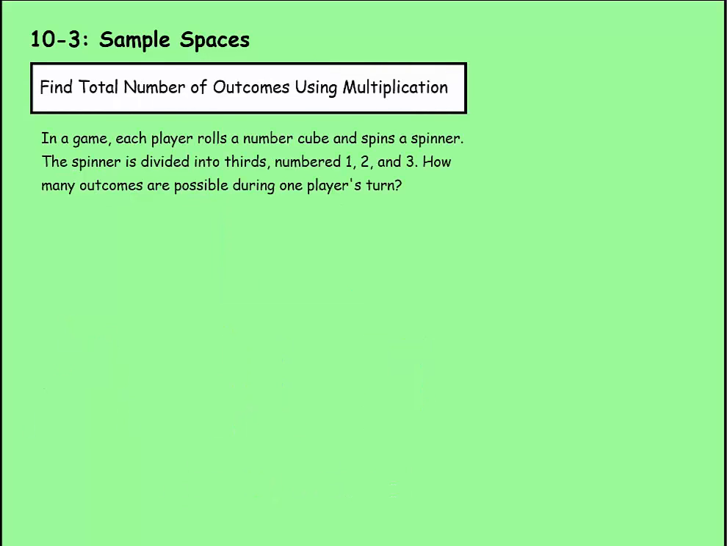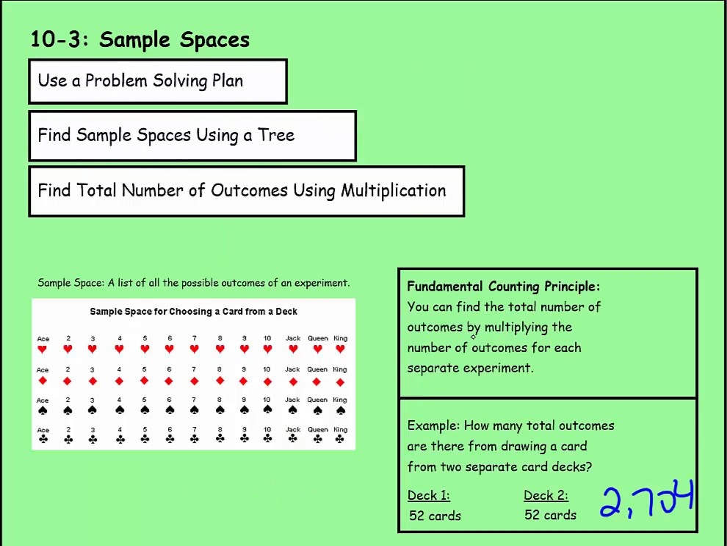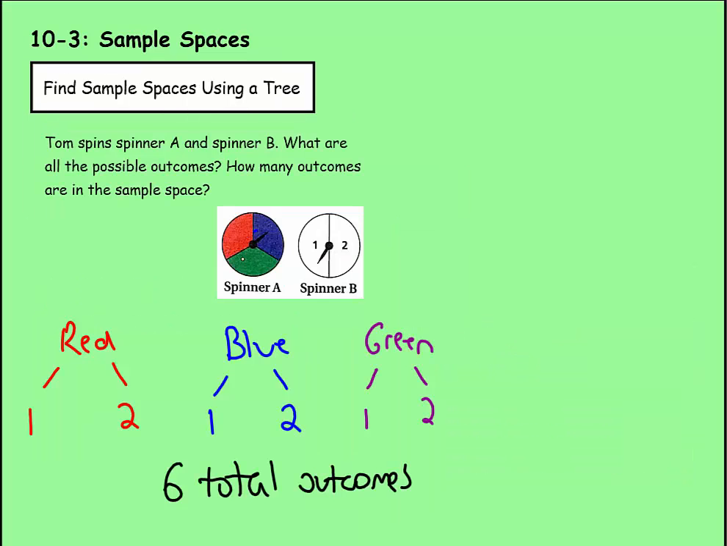Now we can use that fundamental counting principle, where we see that you can multiply the number of outcomes for each separate event. We could have done that here by multiplying 3 times 2 to get 6, but I wanted to use the tree just to show you that method.